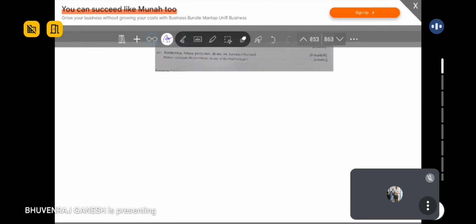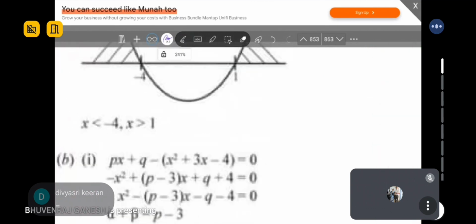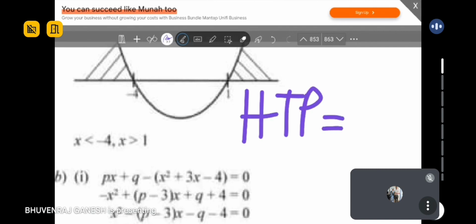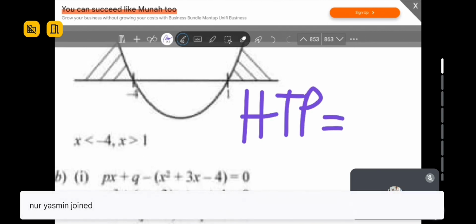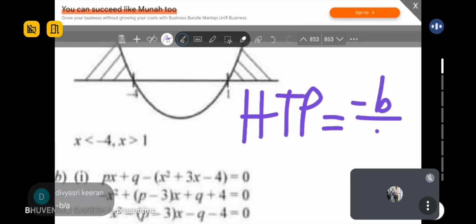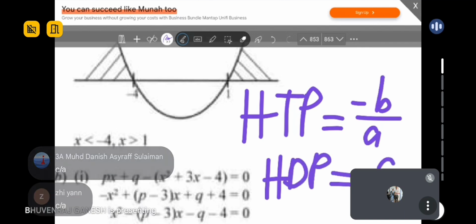So when you rearrange, you should have something like this. Kamu akan dapat macam ni. This is your equation: ax square plus bx plus c equals 0. Shakira, boleh bagi tahu saya tak? Untuk HTP or SOR, what is the formula untuk HTP? Yes. Negative B over A. Correct. How about HDP, POR? Wow, you're so fast, huh? Yes, betul. C over A.